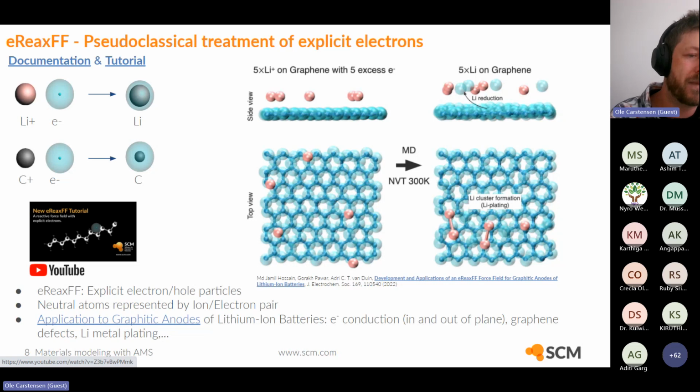This is electron transfer through an aliphatic carbon chain, but still, I think informative and illustrative of the eReaxFF concepts.